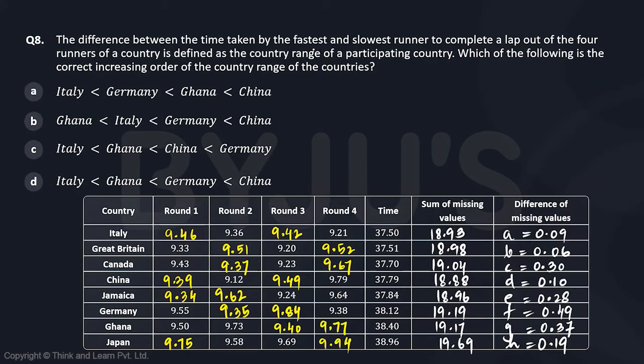The difference between the time taken by the fastest and the slowest runner to complete a lap out of the four runners of a country is defined as the country range of the participating country. Which of the following is the correct increasing order of the country range of the countries? So we have to find the fastest runner and the slowest runner and take the difference of those times. If we look at the options, we have to check for Italy, Germany, Ghana, and China and compare. We don't have to compare all of the countries, right?